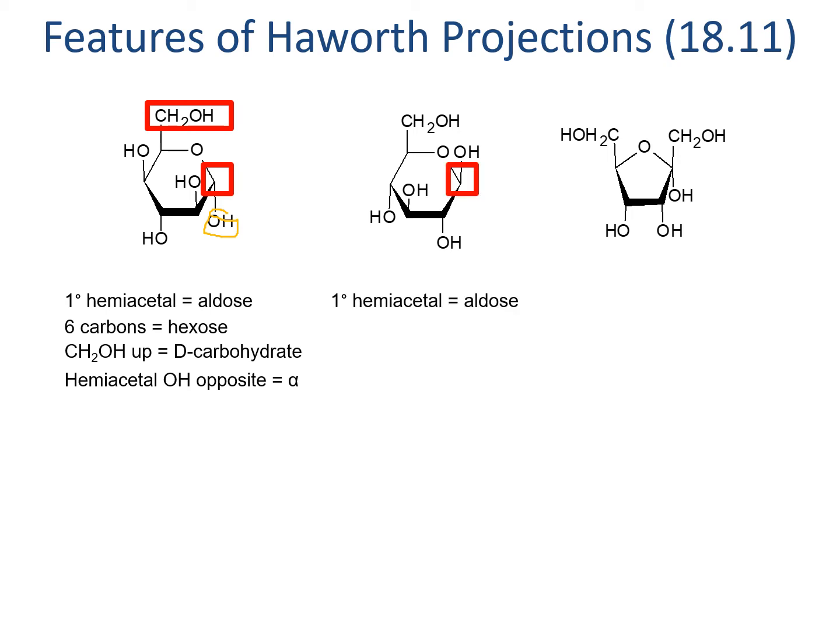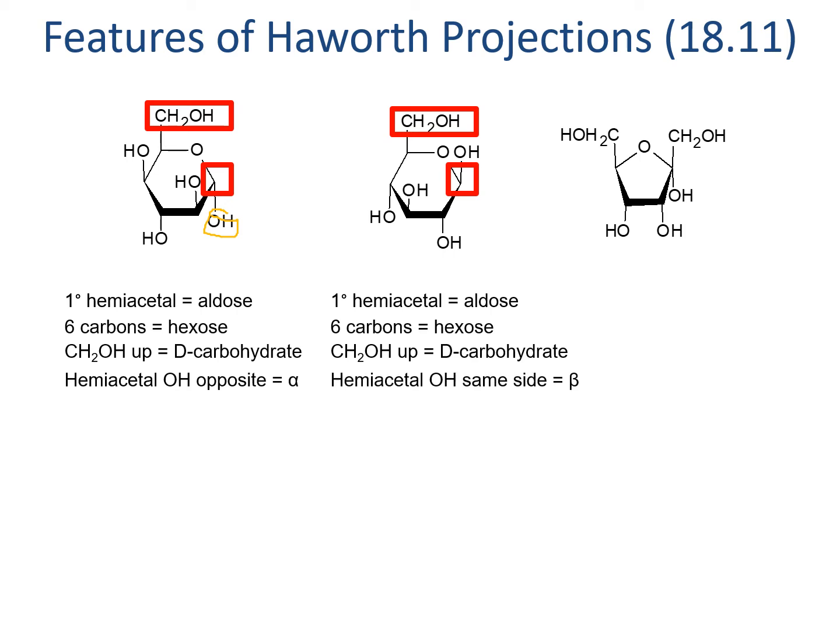Since the hemiacetal carbon is primary, that is, just attached to one carbon, we know that it's an aldose. Since it is 6 carbons long, we know it's a hexose. And since the CH2OH counterclockwise from the ring oxygen is pointed up, we know that we have a D carbohydrate. And finally, when we compare the hemiacetal alcohol to that CH2OH that we just looked at, we see that they're both pointed up, making this a beta anomer. Now try to identify these things for the final molecule.